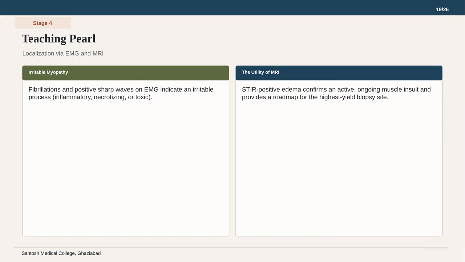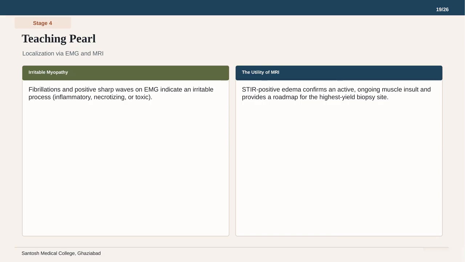This teaching pearl explains how we use EMG and MRI for localization. As you can see on the left, finding fibrillations and positive sharp waves on an EMG is a sign of an irritable myopathy. This tells us the muscle fibers are unstable, which can happen in inflammatory, necrotizing, or toxic processes.